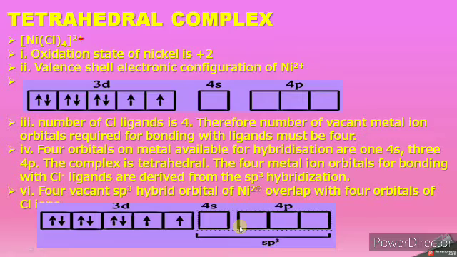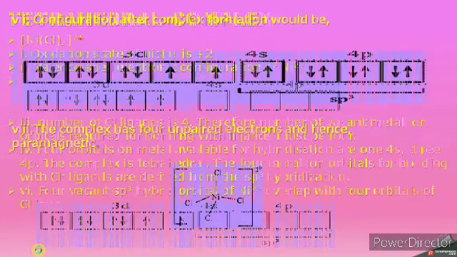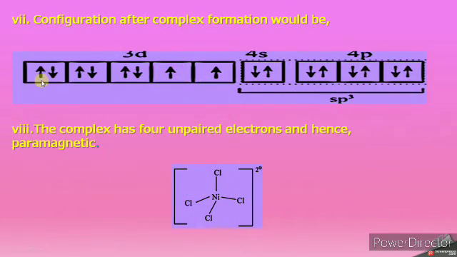And what is the electronic configuration of that complex? When these 4 Cl minus ion donate 4 lone pair to Ni2 plus, the electronic configuration is like this: 3d8 4s2 4p6. Okay, if you observe the electronic configuration, there are 2 unpaired electrons. So here also one correction.